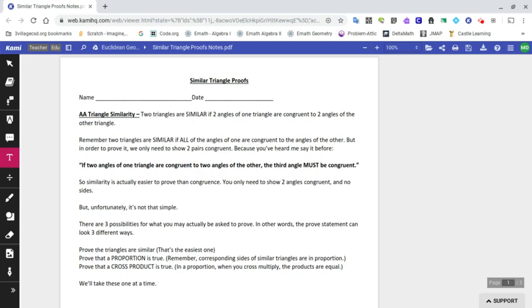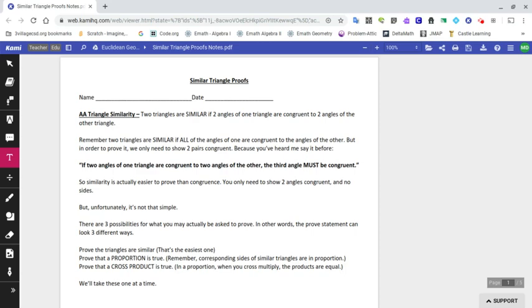Remember, triangles are similar if all the angles of one are congruent to all the angles of the other. But in order to prove it, we're only going to have to show two pairs congruent, because you've heard me say it many times before: if two angles of one triangle are congruent to two angles of the other, the third one has to be congruent. So there's no need to show that third angle. It's actually going to be easier to prove triangles similar than it was to prove them congruent because you just need two angles. You don't need to prove any sides. But unfortunately, it's not that simple.